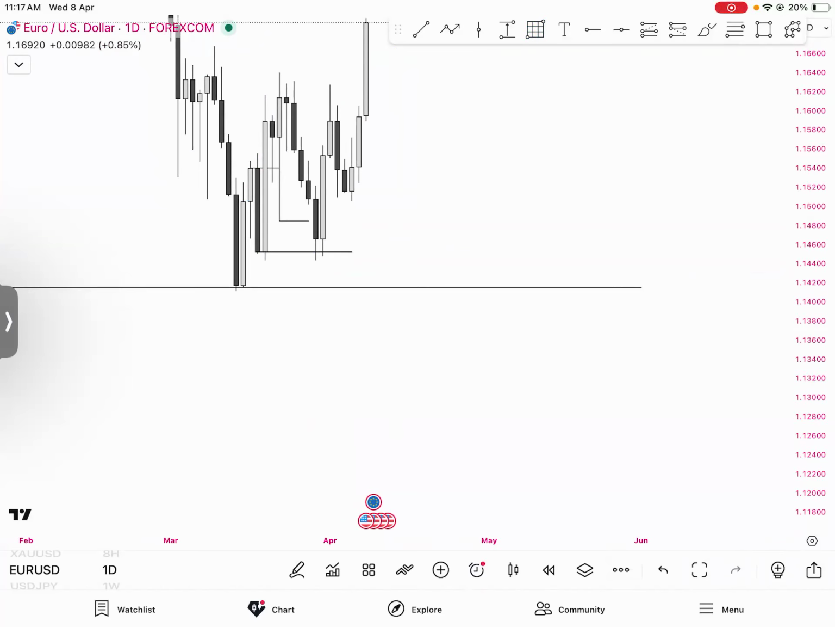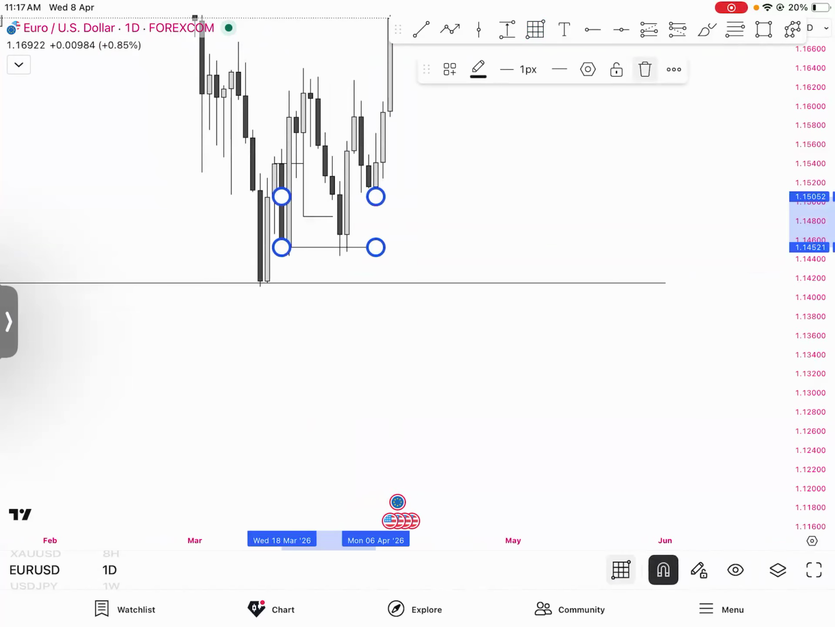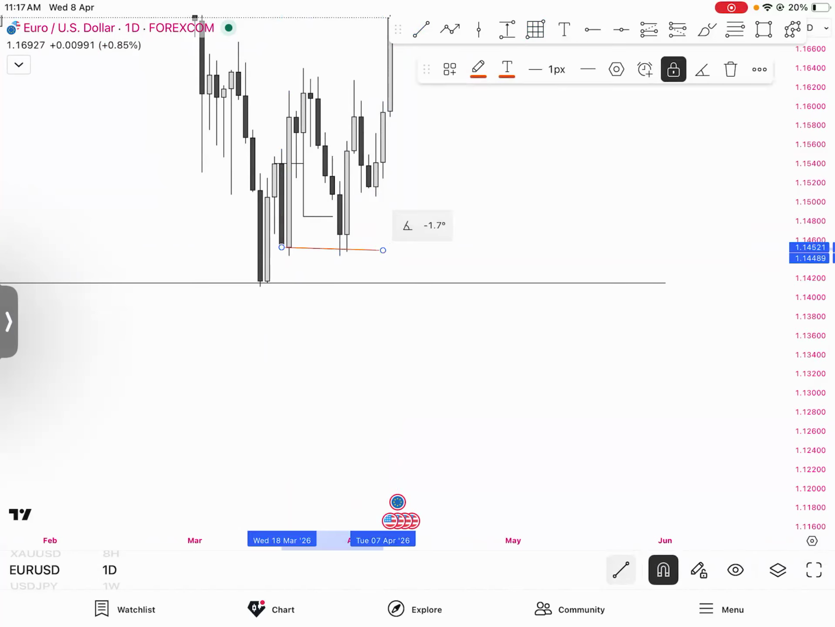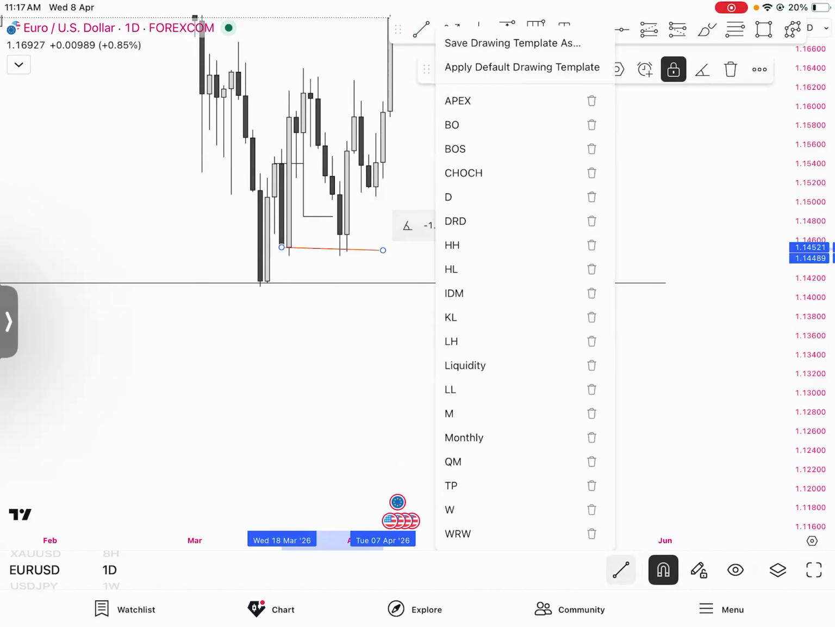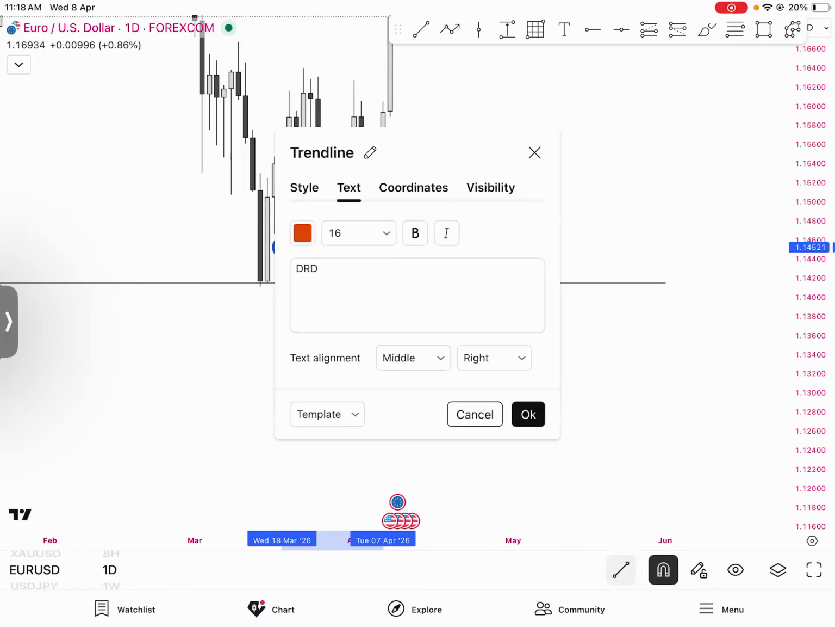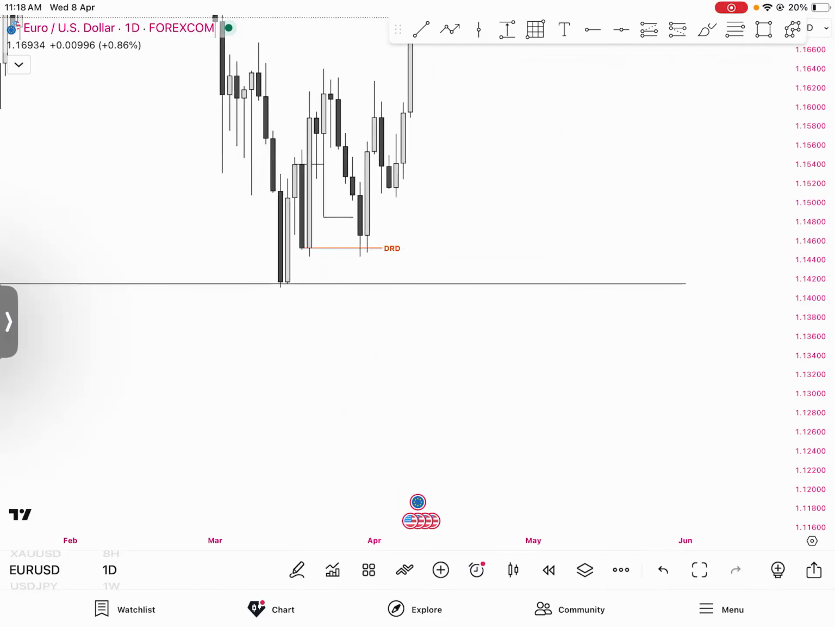The daily liquidity has been taken. The daily apex key level has been triggered. So what is that level? This is the daily reject daily level. Understand? So this is the daily reject daily. We need to mention the daily reject daily. So after the daily reject daily, what's our intention?